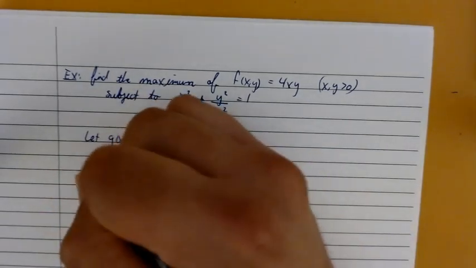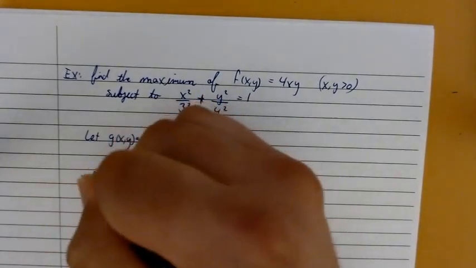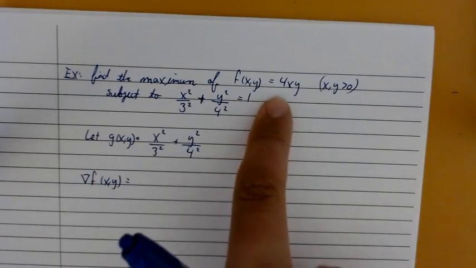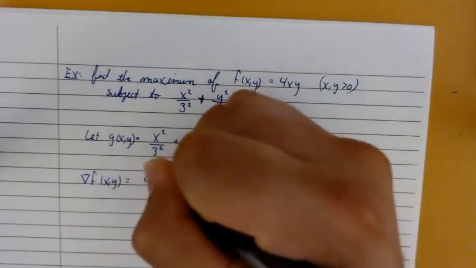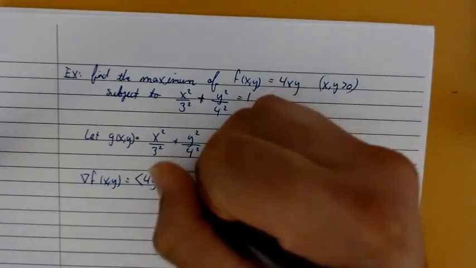Now let's find the gradient of f, where f is the function that we're trying to maximize. It's our objective. All right, that's not too bad. The derivative of this with respect to x is 4y, comma, the derivative with respect to y is going to be 4x.